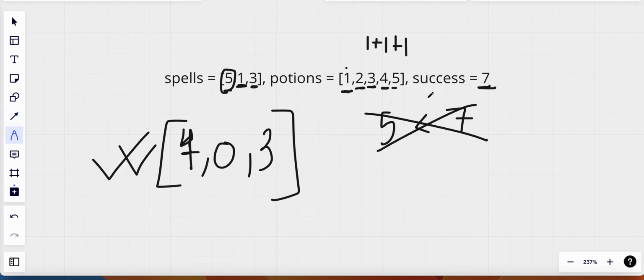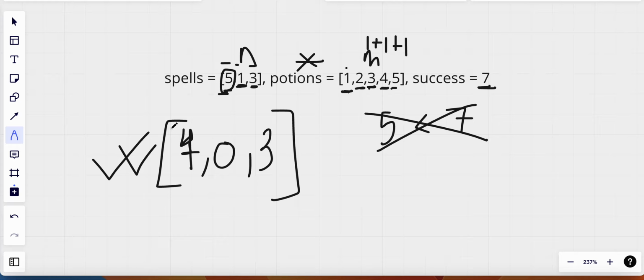Now if we solve this problem in this way, that is the brute force method, we take each of the elements and iterate, and for each element we start from the first and iterate one by one, right? So that would be a time complexity of n times m if the size of spells is equal to n and the size of potions is equal to m. So how can we optimize this solution?